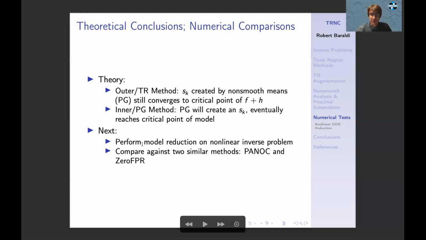So the next thing we're going to do is perform model reduction on a nonlinear ODE inverse problem, and compare against two similar methods, PANOC and ZeroFPR. These methods are essentially proximal methods that both have quasi-Newton or Newton-like terms in them to enforce speedups and convergence.